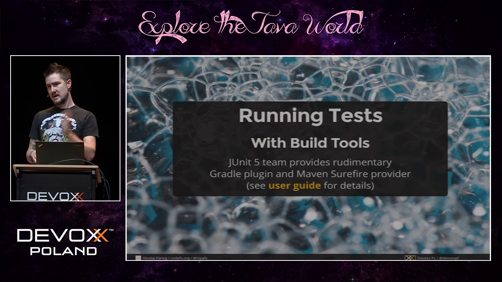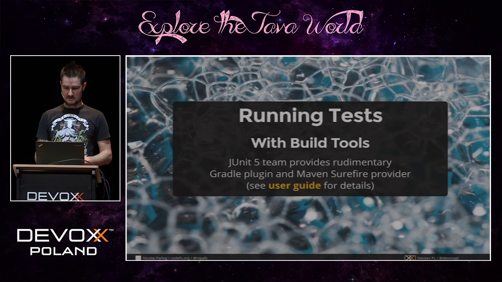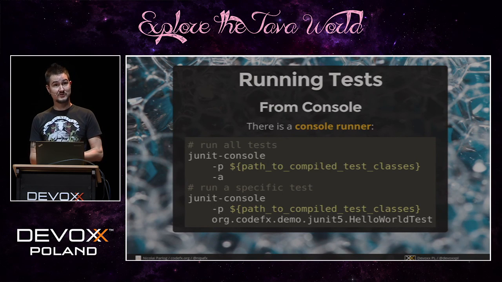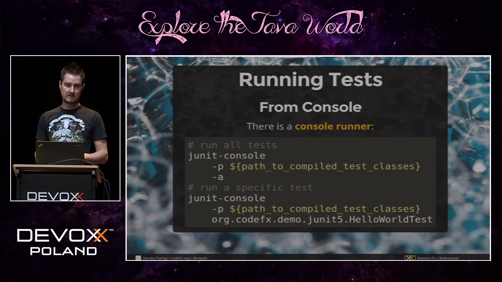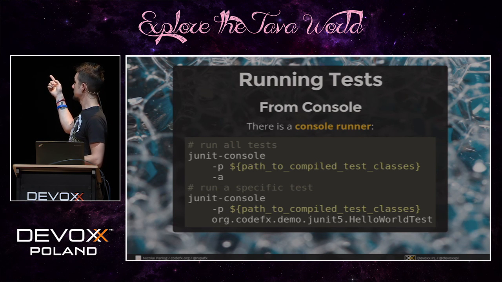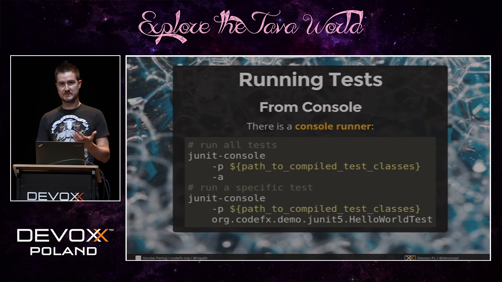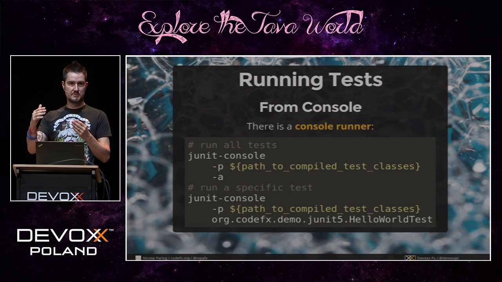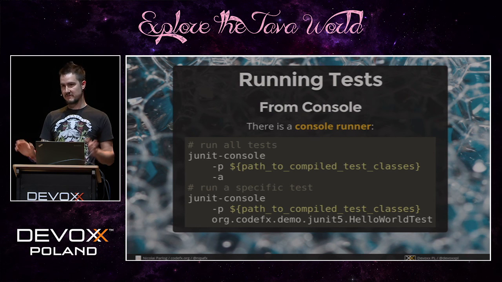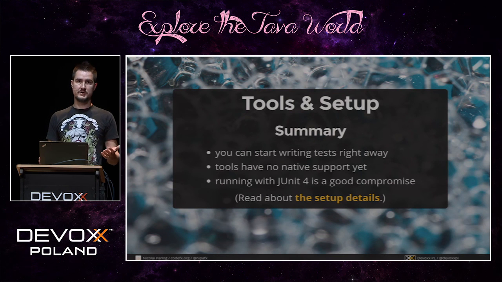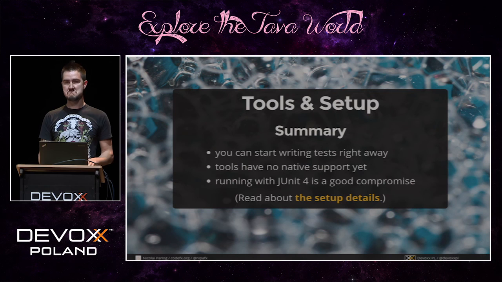And if all of this build tool and IDE stuff is not your choice, and you want to be a guy who uses a terminal, there's also a console runner. And it's pretty obvious what it does. You say JUnit console, and then you give it a path to compiled test classes, and then you go with -a to run all the tests, or with one specific test, and it runs them from the console. It already has pretty nice output. So if you don't want to do any fancy setup, this is an easy way to do it. So you can really start writing tests right away. Tools have no native support yet, but taking the detour via JUnit 4, you're pretty much there, and you can just start using it right away.